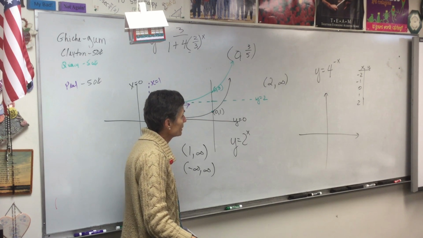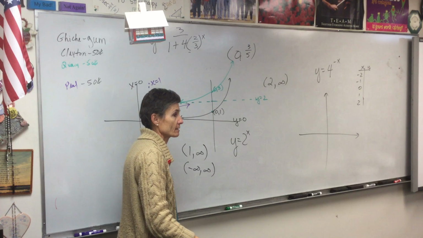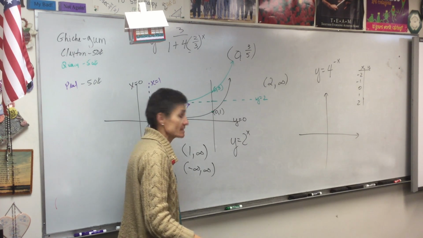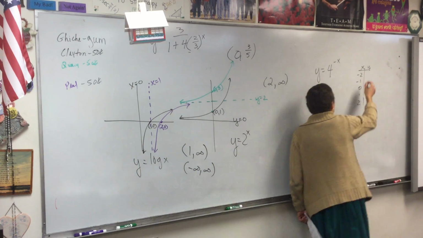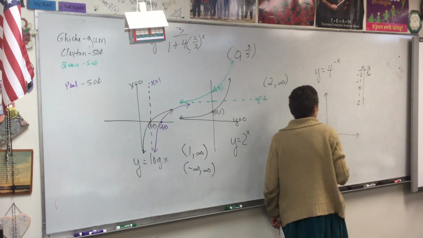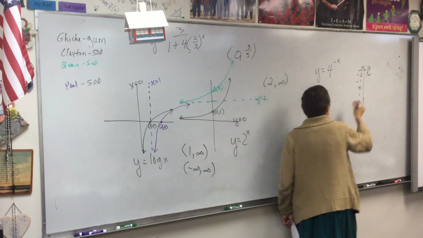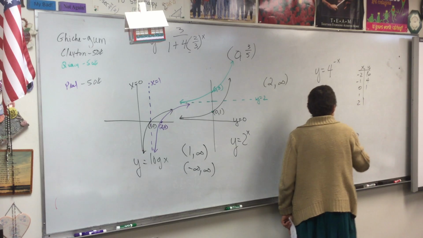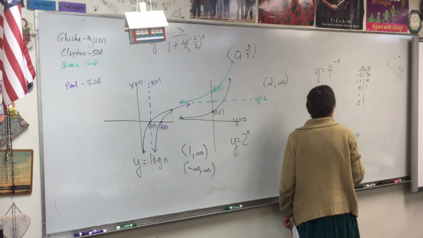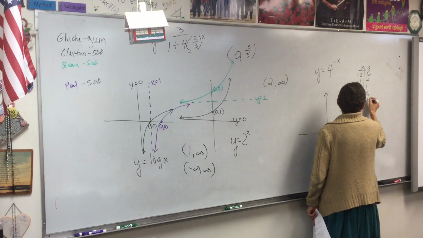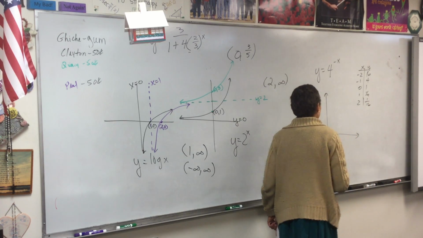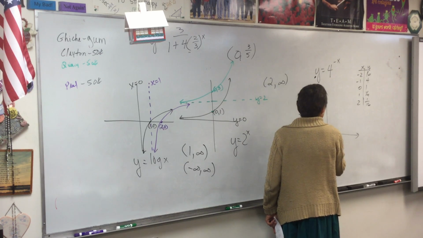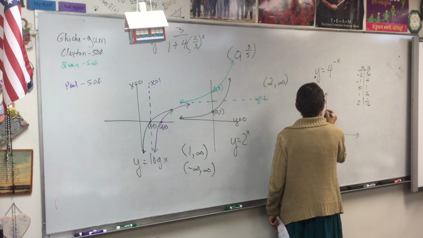So what do I get if I plug -2 in for x? I heard somebody say it. 16. What do I get if I plug in -1? 4. How about 0? 1. Anything to the 0 power is 1. 1 would give me 1/4, and 2 would give me 1/16. There we go, let's plot them. So -2, 16, oh, it's way up there. -1, 4.